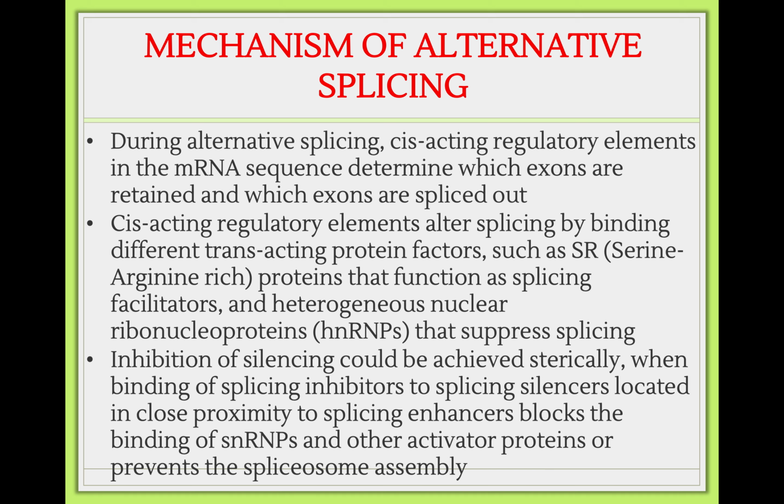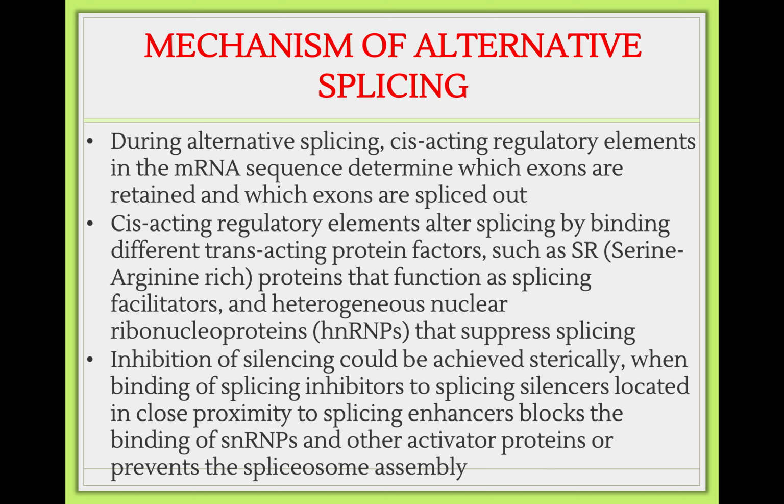So when inhibition or silencing occurs, it could actually be achieved sterically, meaning that when it binds to the splicing inhibitors, the splicing silencers that are located in close proximity to the splicing enhancers could block the binding of SNRPs and other activator proteins or prevent spliceosome assembly.